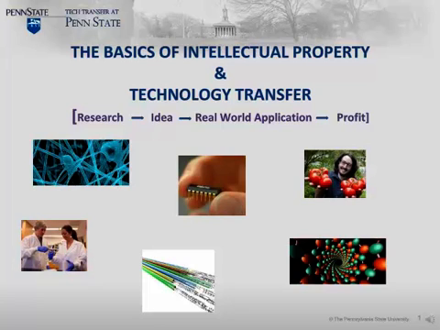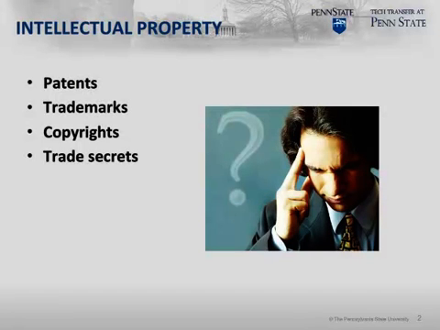In order to do so, we will walk you through some of the basics of intellectual property and how the Penn State Office of Technology Management will assist and facilitate the commercialization of your research. Intellectual property. There are four categories of intellectual property: patents, trademarks, copyrights, and trade secrets. Our main focus will be on patents, however we will briefly touch on the other categories.